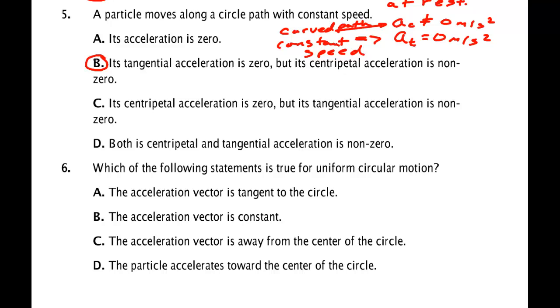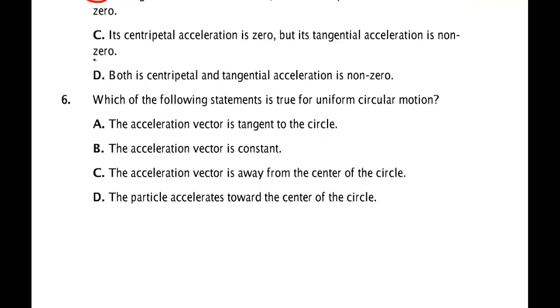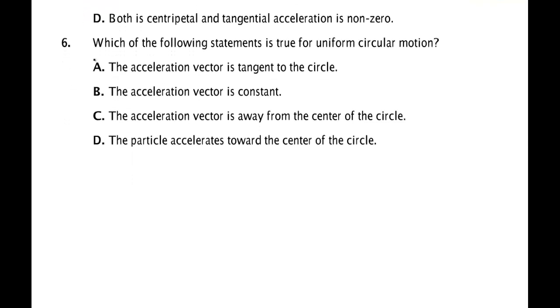Number 6. Which of the following statements is true about uniform circular motion? The acceleration vector is tangent to the circle. No. In uniform circular motion, the only type of acceleration an object has is centripetal, and it's toward the center of the circle. So this gets back to the one right above it.